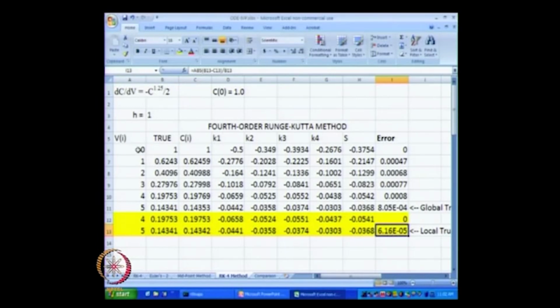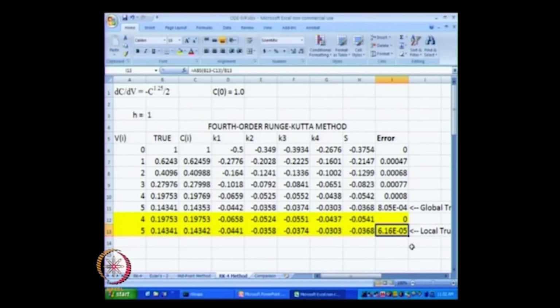However, if we were to start at V equal to 0 and reach V equal to 5 through 5 steps, in that case the global truncation error is going to be 8 into 10 to the power minus 4, which is an order of magnitude higher than the local truncation error that we get over here. Okay. So that is the difference really between the global truncation error and the local truncation error.